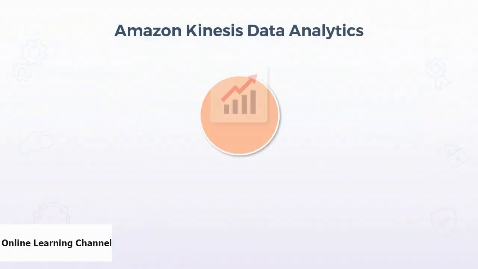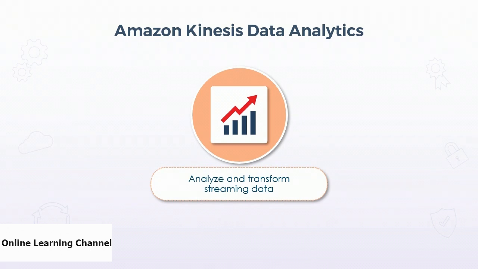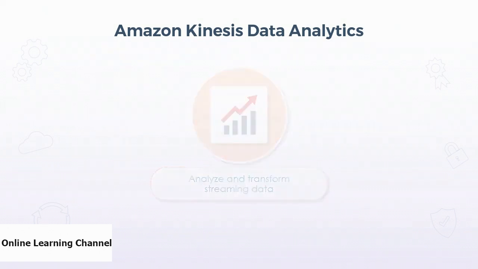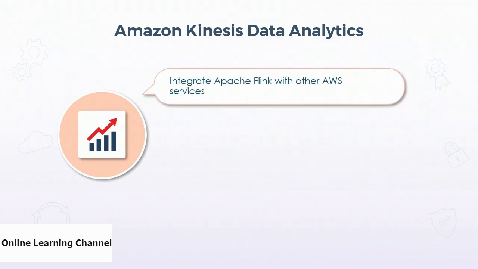In this video, we will learn how Amazon Kinesis Data Analytics can send processed data to various tools for real-time alerts and actions. Amazon Kinesis Data Analytics is a service that enables users to analyze and transform streaming data in real time and thereby get actionable insights from it with Apache Flink. It enables users to easily integrate Apache Flink with other AWS services.